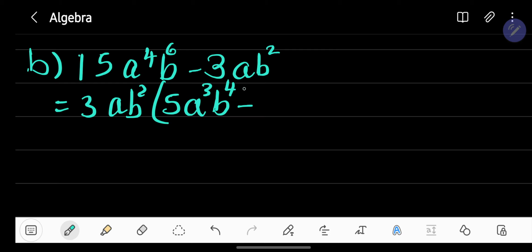Minus 3 goes into 3 once, right? A goes into a once. B squared goes into b squared once. Then your answer here is 1.